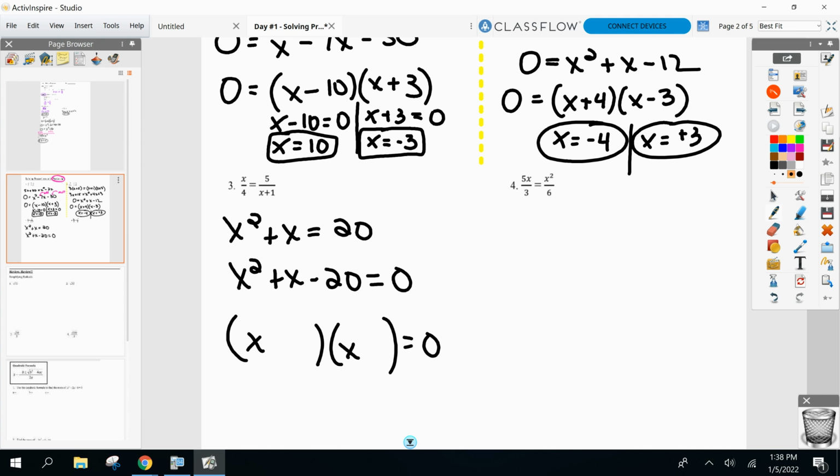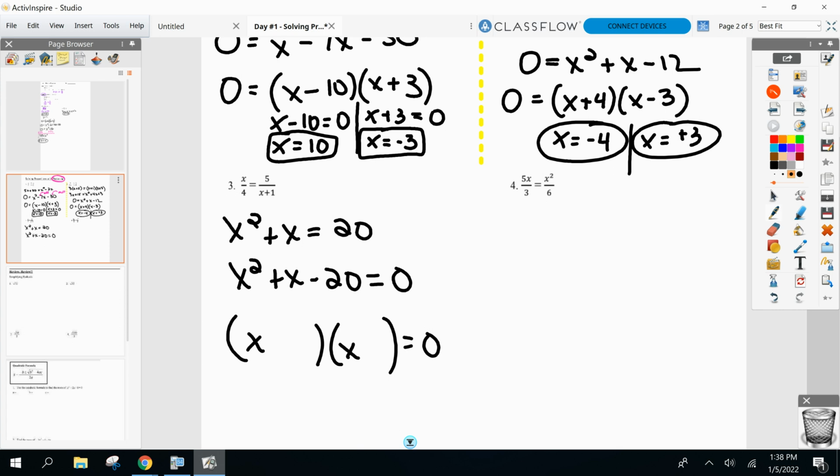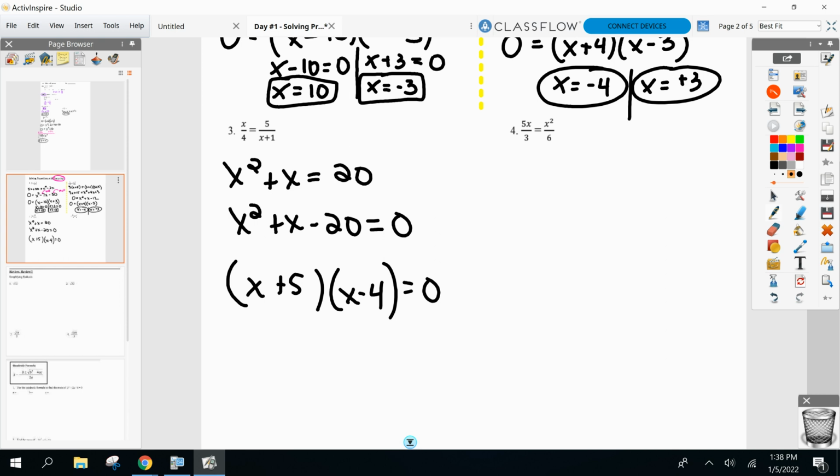Getting a little better now? Getting a little better, a little more confidence, hopefully. Two numbers that multiply to -20, but add to 1. We got what? +5 and -4. So we have x equals -5 as an answer and x equals 4 as an answer.